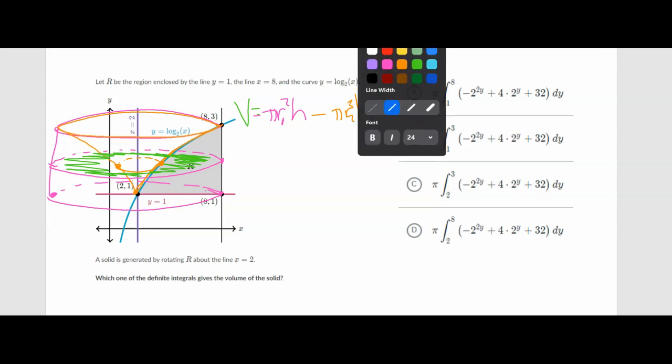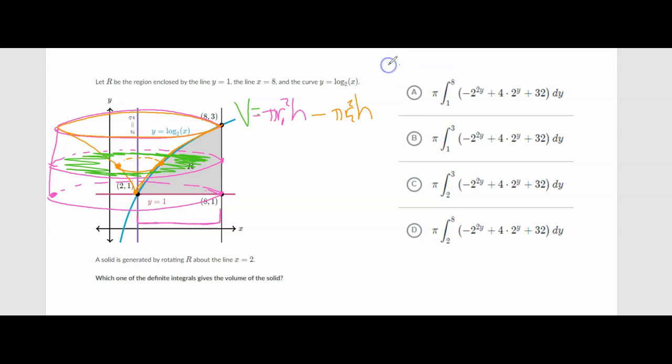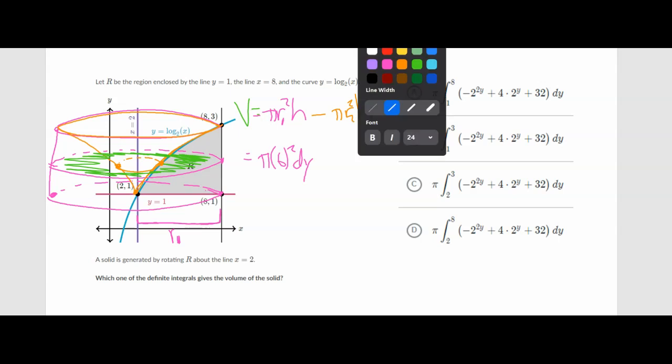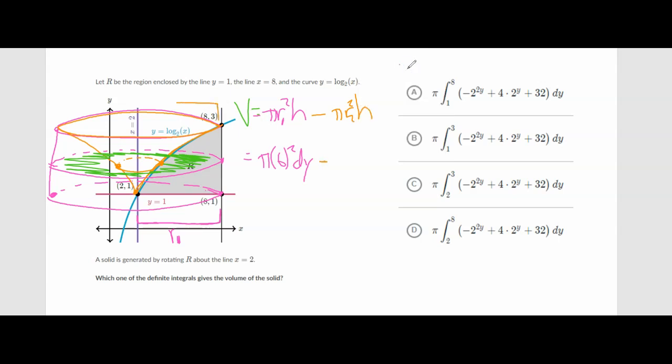Let's think about the radius of the pink. All right, so we should notice that the radius of the pink does not change. That radius is always going to be 6. We're going from x equals 2 to x equals 8. So I'll get pi times 6 squared times dy. The radius of the orange does change. And you'll notice that that's the distance between the blue curve and the line x equals 2.